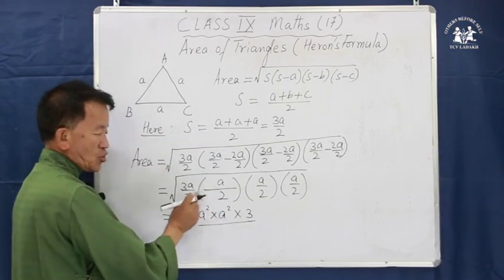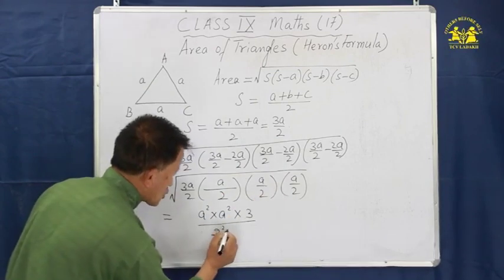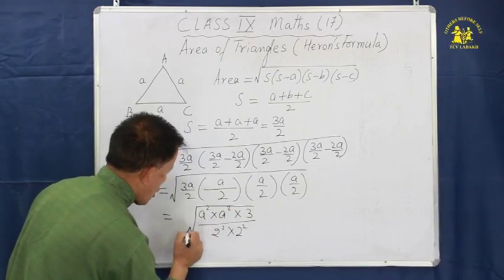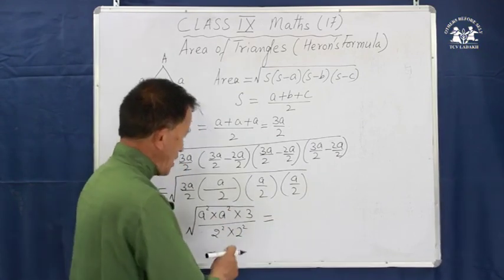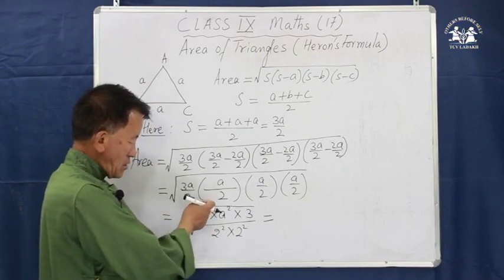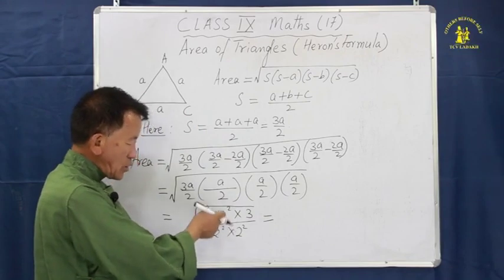2 into 2 into 2 into 2. We can write it as 2 square into 2 square, whole root. So if we simplify the radical, square and root will cancel, square and root will cancel. Similarly, square and root cancel.